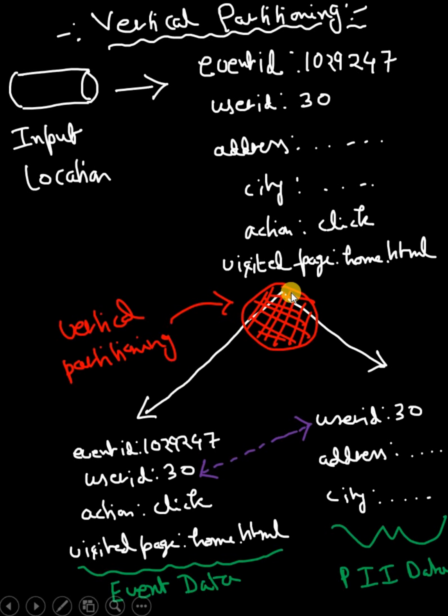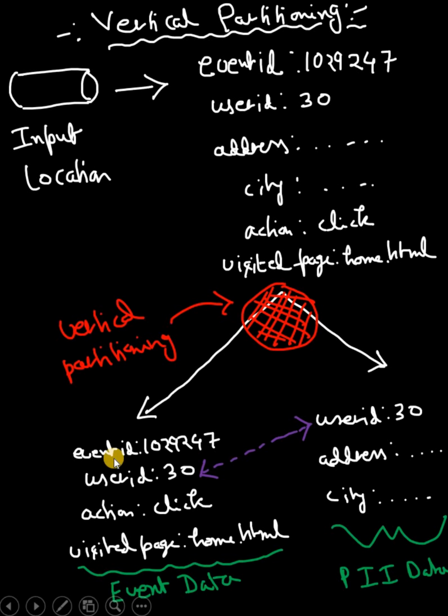It is like segregating the PII and non-PII information, or segregating the event related data or clickstream data and the PII data before dumping into the data lake directly, and writing those two datasets in different locations. For example, we can have one folder with event data within an S3 bucket, and we can have PII data in another folder within the same S3 bucket, right?